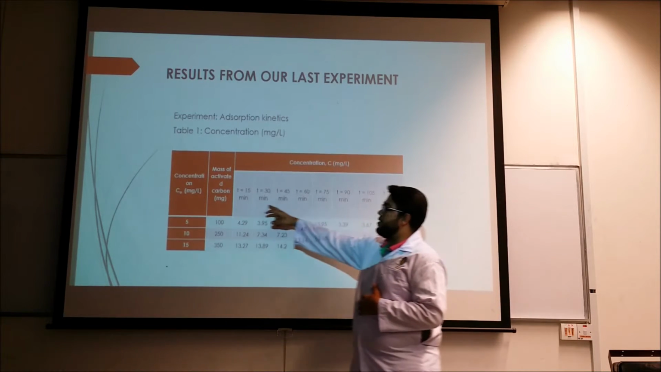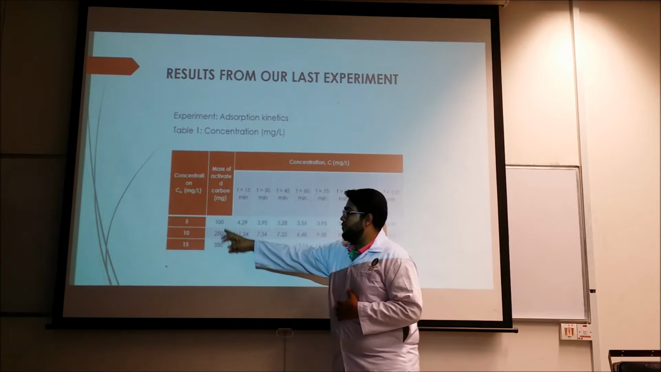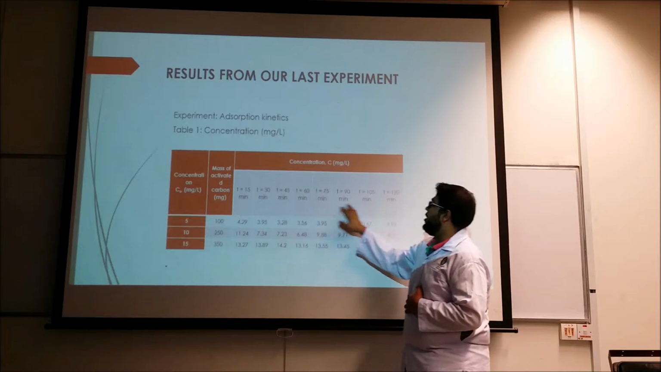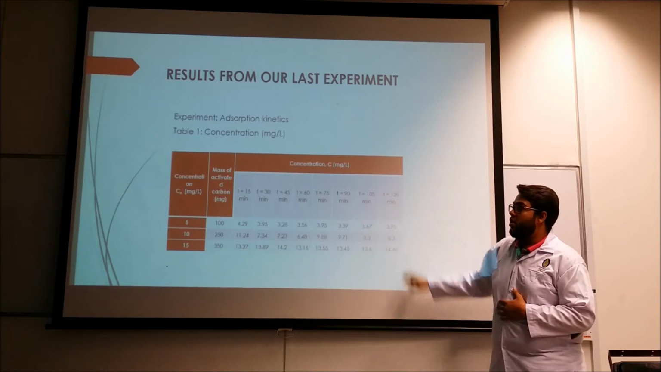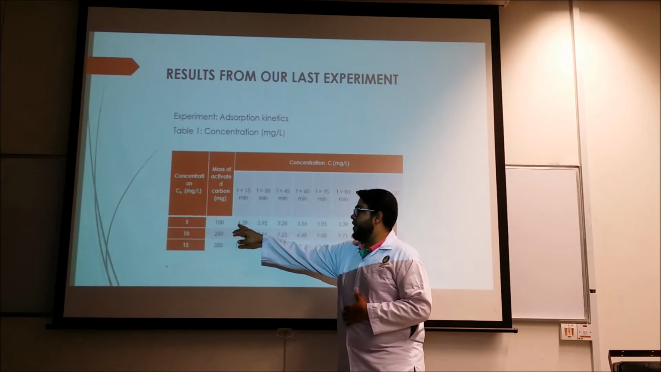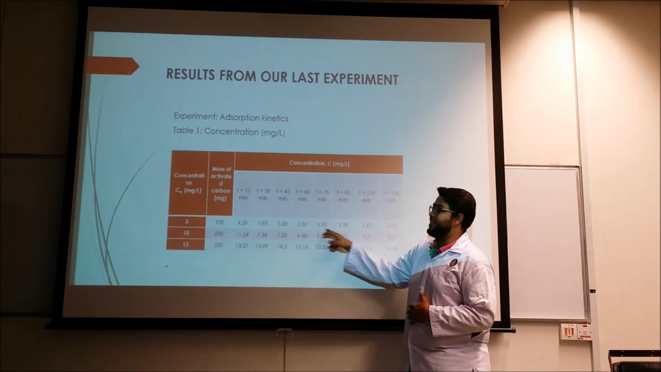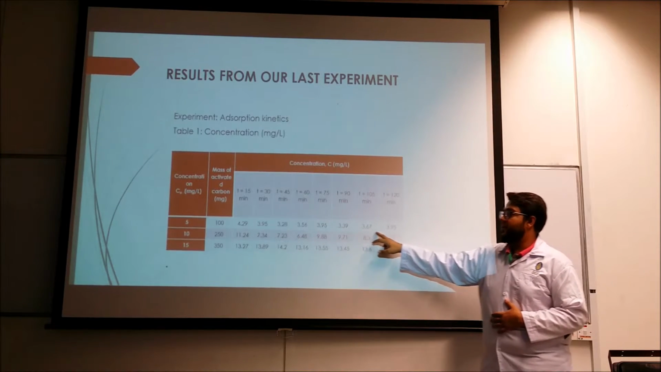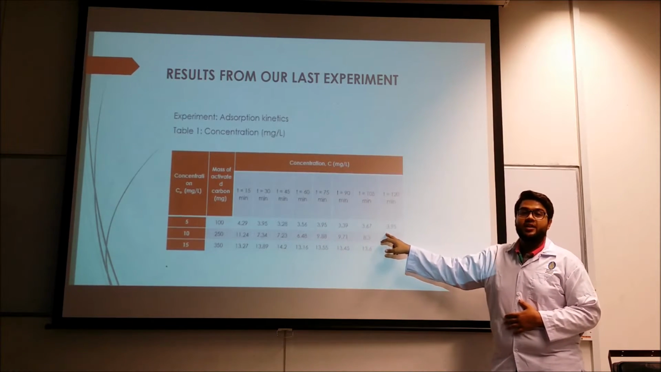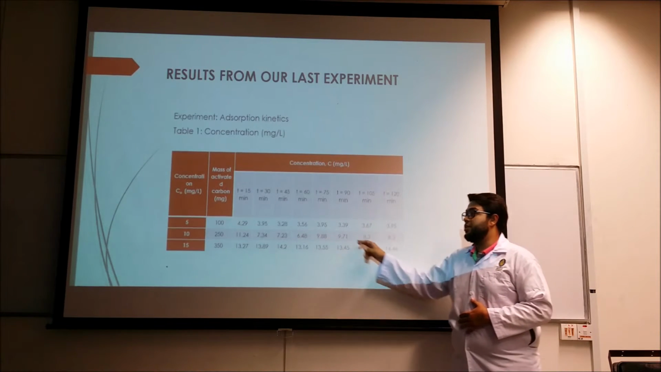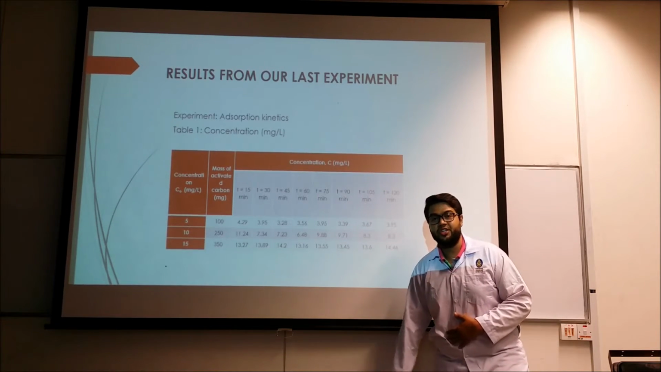And we also add activated carbon of different mass. Then we wait for some interval of time, up to 120 minutes. What we can see from the outcome is the concentration is gradually decreasing over time. After 120, the change is very constant. It's barely reducing, so we stop at 120. The same thing goes for the 10 and 15 concentrations as well.